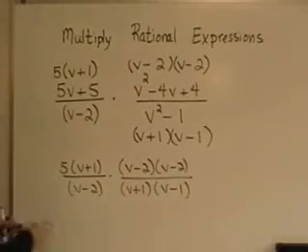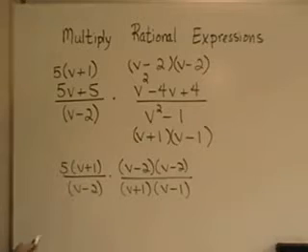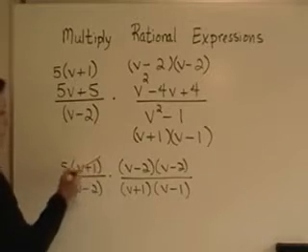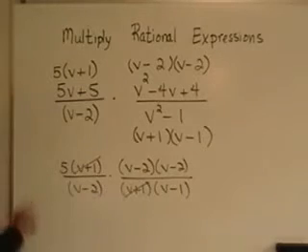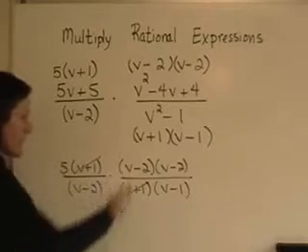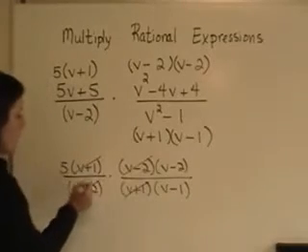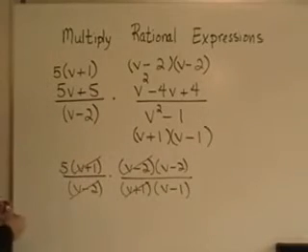Make sure you've copied everything. That's a dilemma with copying things. This is a common factor. You have to have one on the top and one on the bottom in order to reduce it. They can be kitty corner or they can be up and down. I have a v minus 2 and a v minus 2. I will remove those as well.